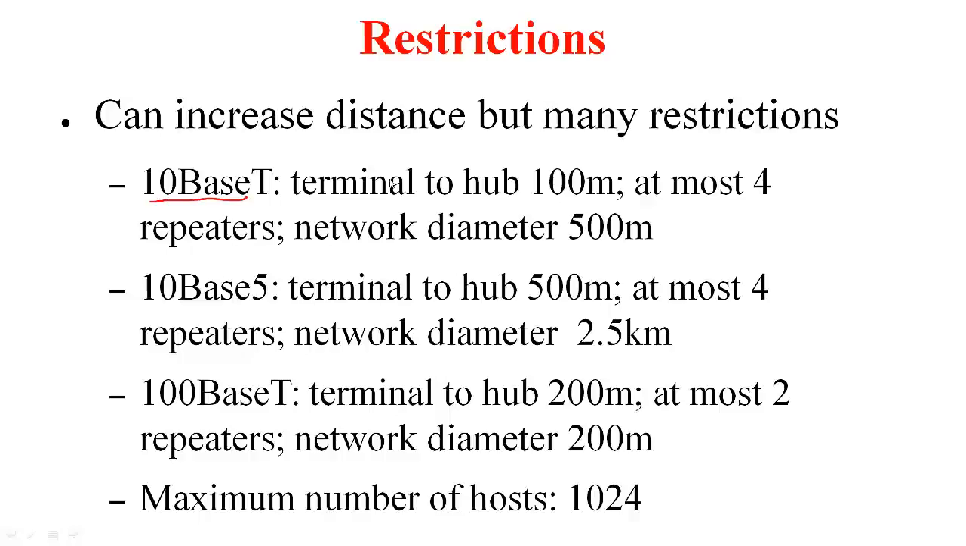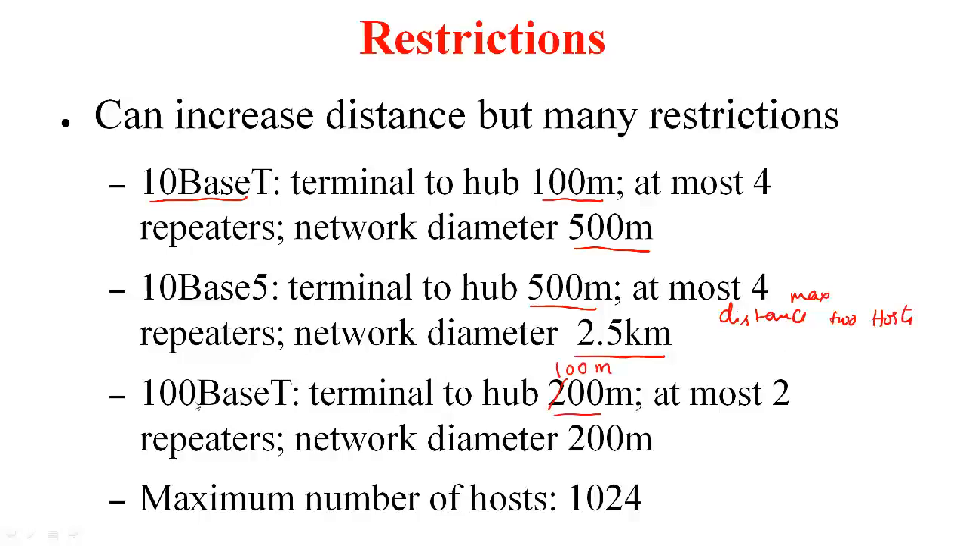For example, in 10 base T, a host, the computer to a hub distance should be under 100 meters. And you can have at most 4 such repeaters or hubs leading to an overall network diameter of only 500 meters. In 10 base 5, which is coaxial cable based, you can have a distance of up to 500 meters between the terminal, the computer and the hub, and you can have at most 4 repeaters leading to a diameter of about 2.5 kilometers. By network diameter, I basically mean the maximum distance between two hosts that are within the same collision domain.